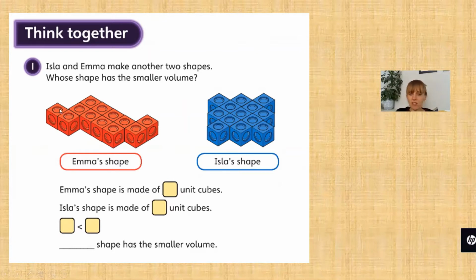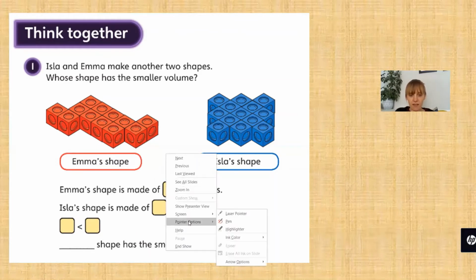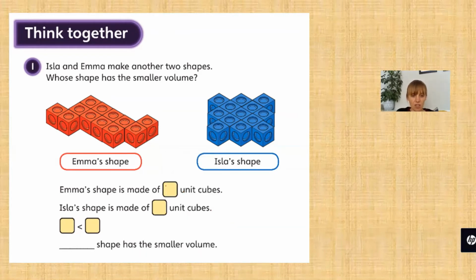So Emma's shape, we can just count. 1, 2, 3, 4, 5, 6, 7, 8, 9, 10, 11, 12. So Emma's shape, I'm going to get my pen. We can see that Emma's shape is made of 12 unit cubes. Now what about Isla? So there's 1, 2, 3, 4, 5, 6, 7, 8, 9, 10, 11, 12, 13. So Isla's shape is made of 13 unit cubes. So whose has the greatest volume? Well, we can see Isla's shape has the greatest volume, made of 13.